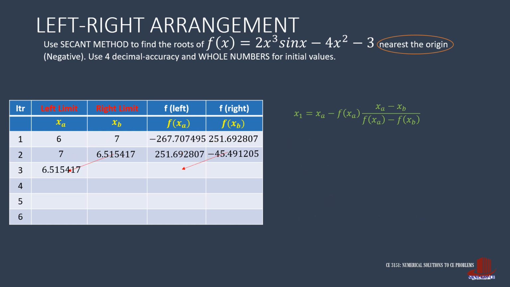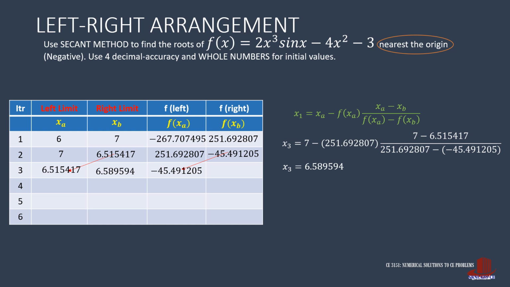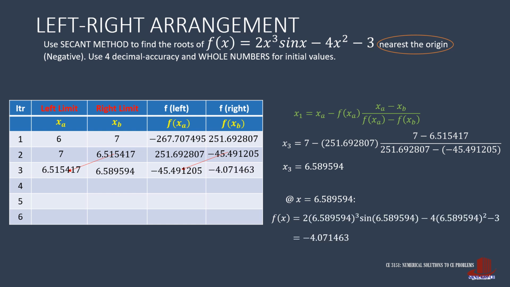Again, slide xb and f of xb into xa and f of xa. Then solve for the third xb using the secant function, and have 6.589594. f of xb is also solved by plugging x of 6.589594 into the function to have negative 4.071463. Both the functions are still far from 0, so we need more iterations.